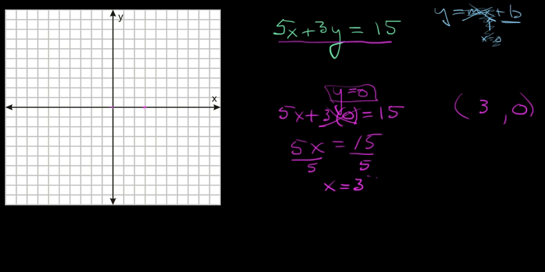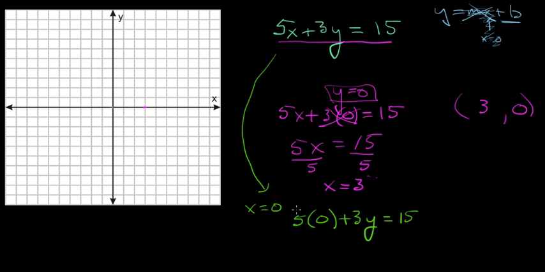Now let's take another look at another one here. I'm going to make x equal to 0. Okay? So 5 times 0 plus 3y is equal to 15. Of course 5 times 0 is 0, so that's done. So 3y equals 15.